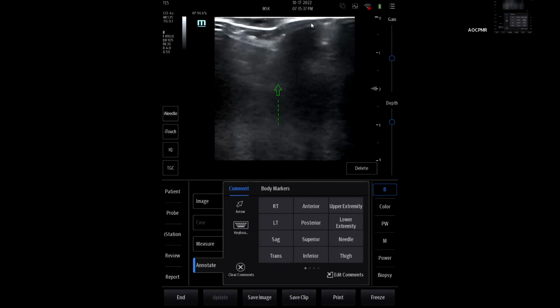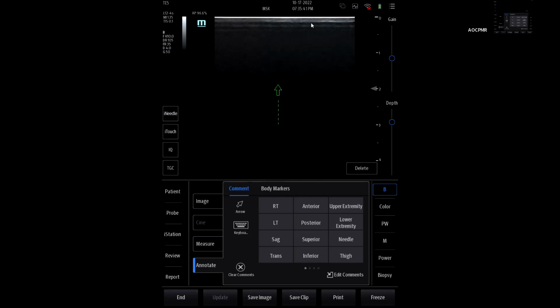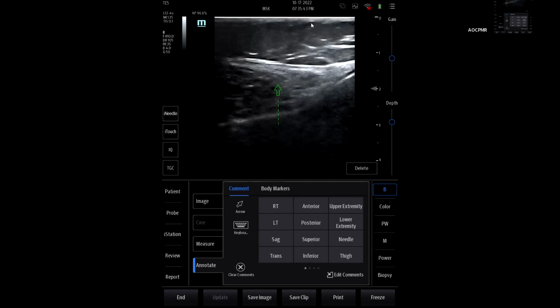Moving to lateral exam, I find the fibular head palpating. I place the probe on.